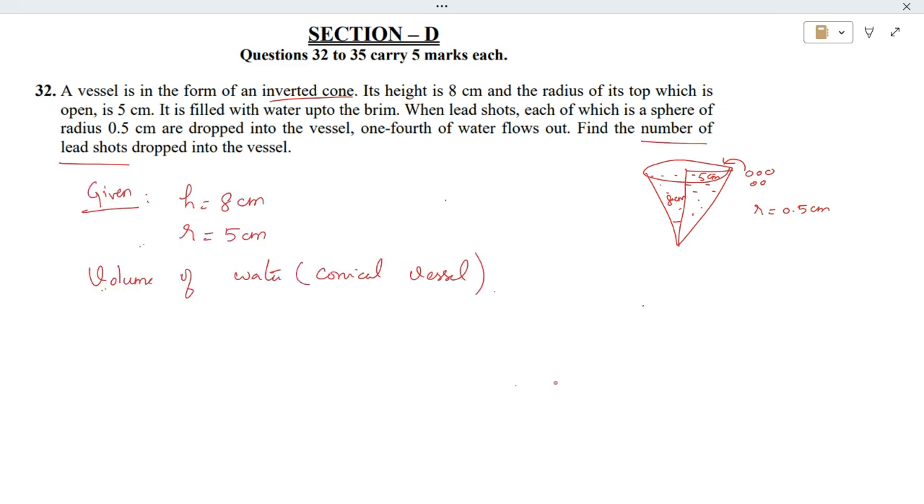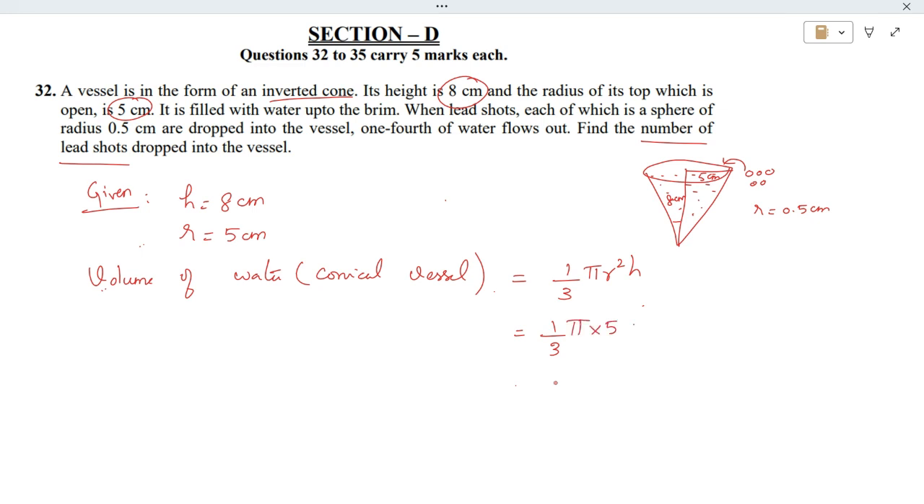Now the given height of the cone is 8 centimeter and the radius of the cone is 5 centimeter, and I need to find the volume of water which is filled till the top of the conical vessel, which is nothing but the volume of a cone, isn't it? So which is 1 by 3 pi r square h. I'm not going to substitute for pi because whenever I need to find the number of lead shots, I know that I have to divide one volume by the other volume. So pi and pi will get cancelled. So just keep pi as it is.